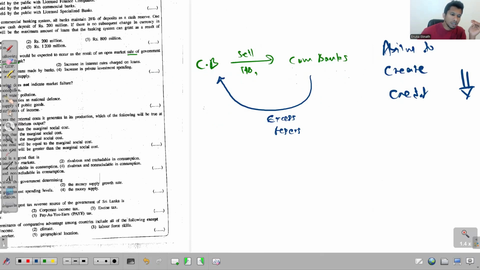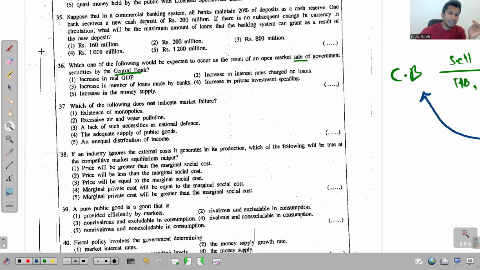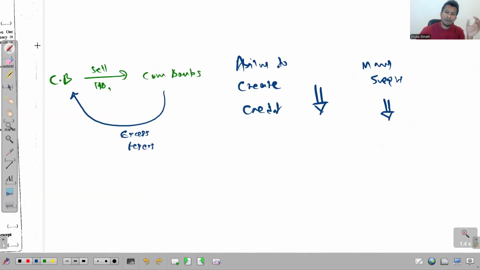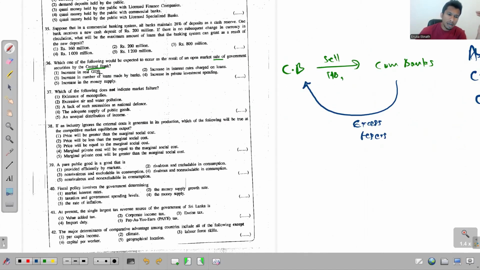Right, now we will go through the given options. Right, the first one says increase in real GDP. See what happens. The outcome is decrease in money supply. And when money supply decreases, it decreases the aggregate demand as well. When aggregate demand decreases, what happens to the real GDP? Real GDP decreases, not that it increases. So this is wrong there.